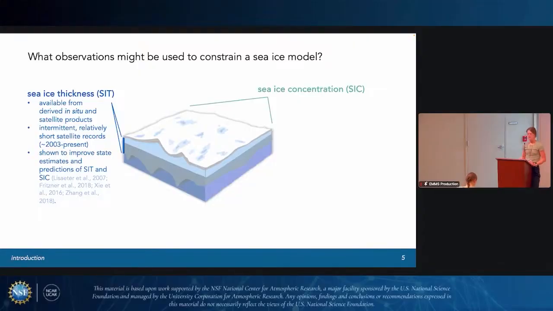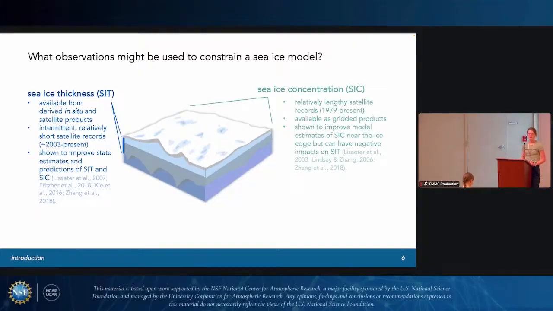And then on the other bucket, sea ice concentration observations have the good fortune to be part of a much longer, temporally high resolution and spatially continuous record. And they're available in forms that make it easier to work with. But studies have also demonstrated that while they do an okay job correcting model biases for sea ice concentration, particularly near the ice edge, they can have negative impacts on sea ice thickness estimates in models, particularly in perennially ice-covered regions of the Arctic.